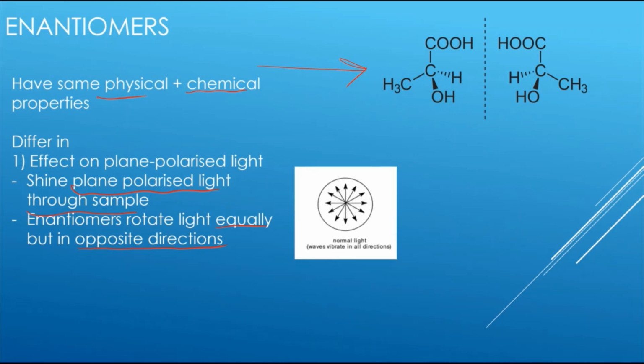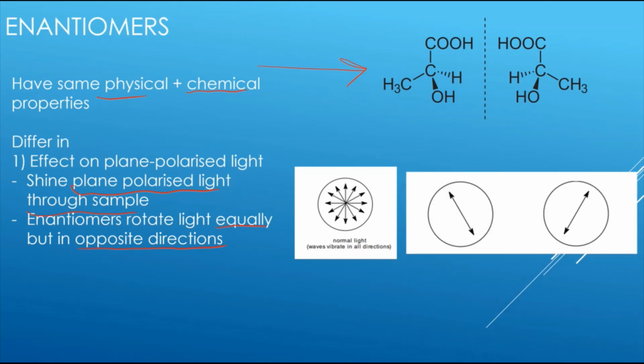So for example, a normal light would move in all directions, so it's not restricted to move in any direction. But when enantiomers come, for example, this enantiomer makes the light rotate in an anti-clockwise direction, whereas the other enantiomer would make it rotate in a clockwise direction, and this could help me differentiate between the two enantiomers. And also their reactions with other chiral molecules can help me differentiate between the two enantiomers.